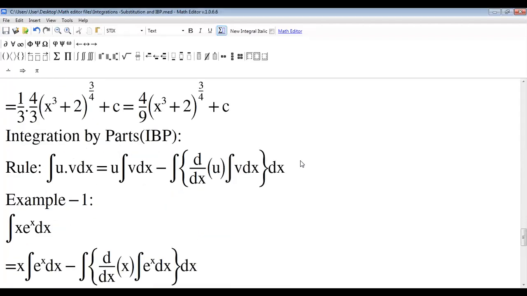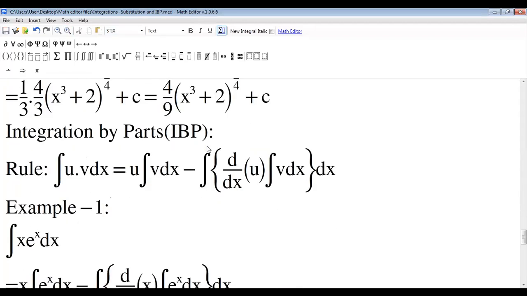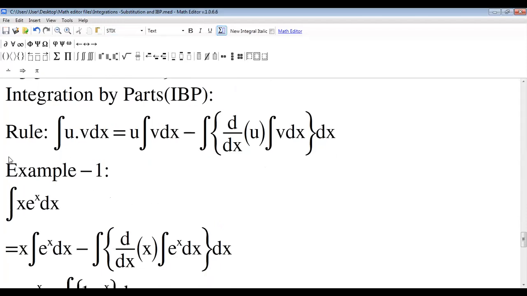So the integration by parts formula can be written like this. The rule will be: integration of u times v dx equals u times the integration of v, minus the integration of the derivative of u times the integration of v, then their whole integration. Okay, this is the main rule we are talking about.